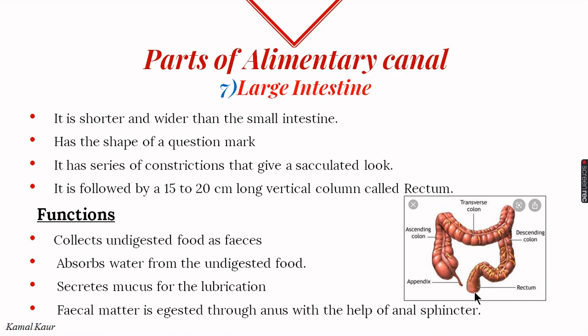Now the function of the large intestine is that undigested food passes through the large intestine in the form of feces and then it absorbs water from that undigested food. After the water is absorbed, the feces becomes solid, and for lubrication to move forward, the large intestine also secretes some mucus. Then the fecal matter is stored in the rectum for some time and is egested out through the anus with the help of the anal sphincter muscles, which are strong muscles. So these are the parts of the alimentary canal.